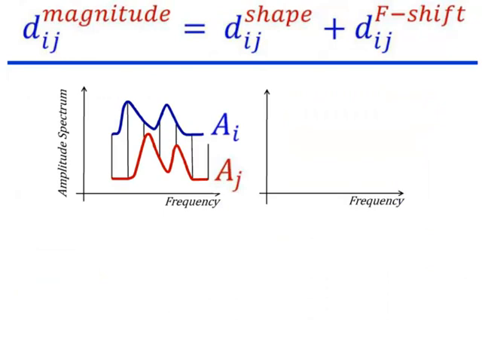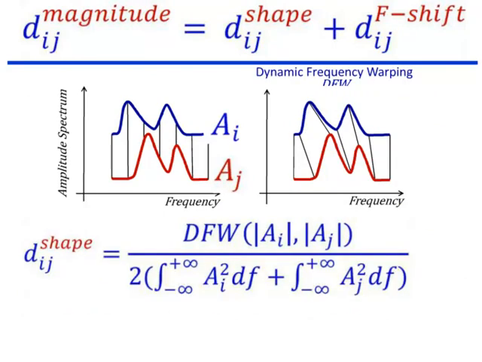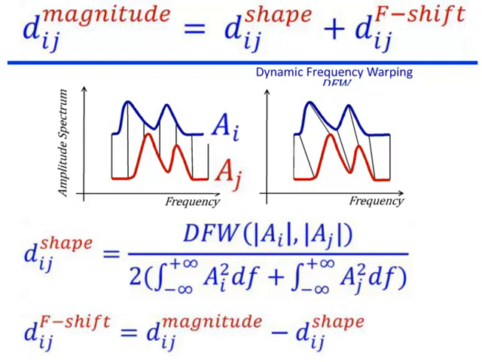The discrepancy in magnitude stems from dissimilarities in shape and dissimilarities in dominant frequencies of the amplitude spectra. This is illustrated in a graphical form. So, for instance, the two signals that are showing are similar, but have large mean square deviation because the peaks and the valleys are at different frequencies.